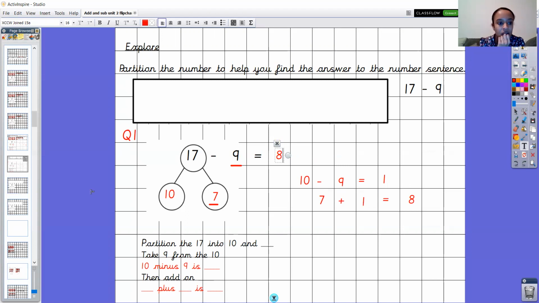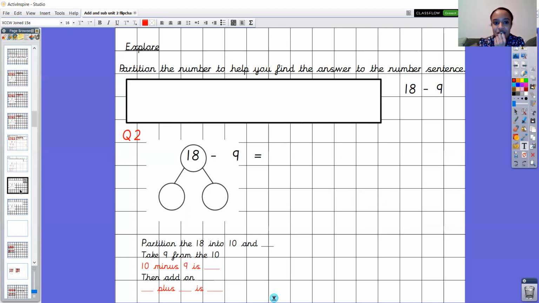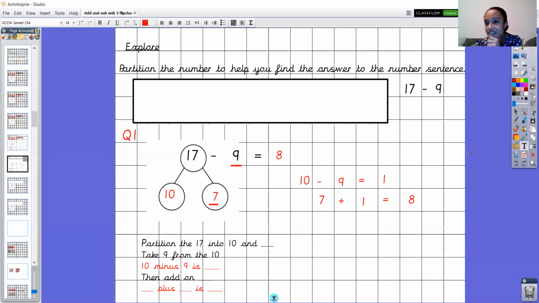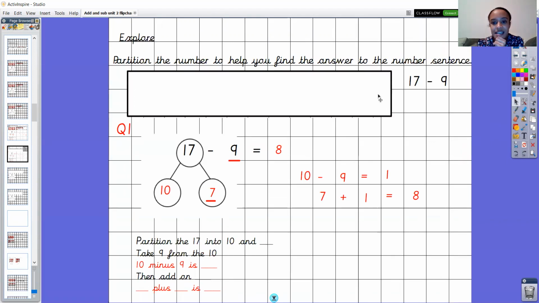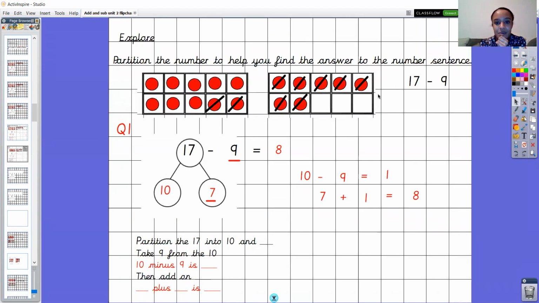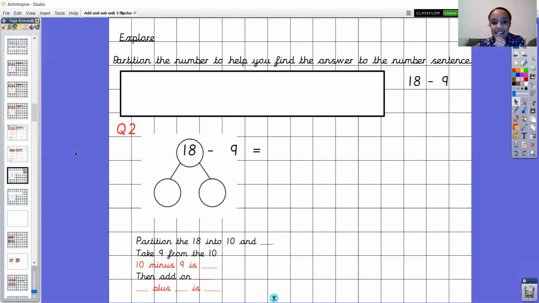Brilliant. Okay, let's have a look at question 2. Oh, hang on. Remember I said I was going to double check, wasn't I, underneath. So now I'm going to take this away. Double check, there's my tens frames. Let's see how many are left. 1, 2, 3, 4, 5, 6, 7, 8. Brilliant.